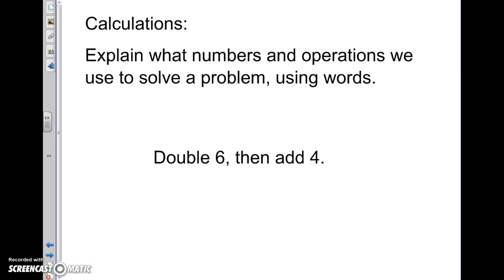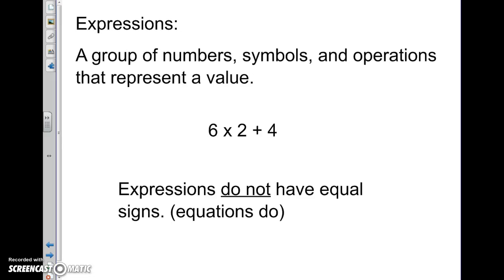So, what are calculations? Calculations explain what numbers and operations we use to solve a problem using words. An example might be double 6, then add 4. An expression is a group of numbers, symbols, and operations that represent a value. So, it would look like this: 6 times 2 plus 4. Notice that expressions do not have equal signs. Equations do, which we'll work with later.